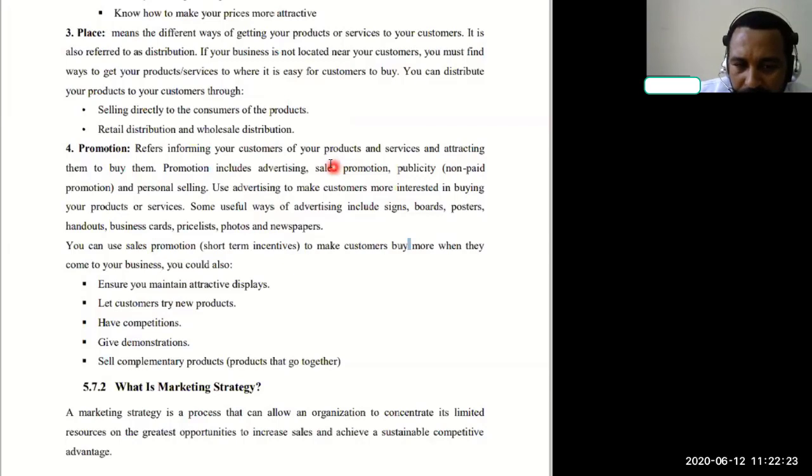You can also use sales promotion, which is a short-term incentive. Different organizations use sales promotion nowadays. If you buy one product, there will be another, additional product. But sales promotion is important only for short-term incentives. You may remember different short-term incentives for using certain products. Let me say, Coca-Cola and other companies.